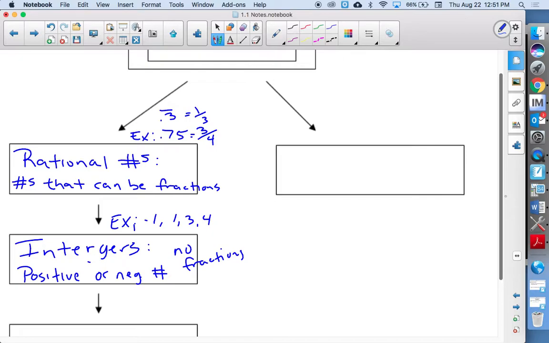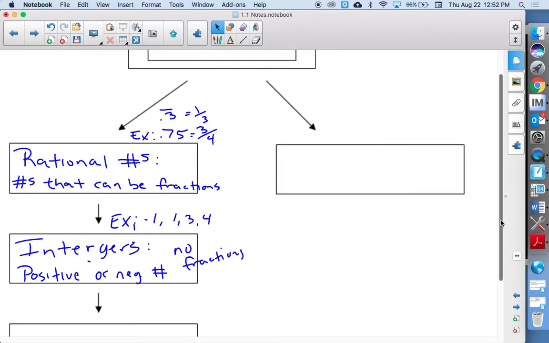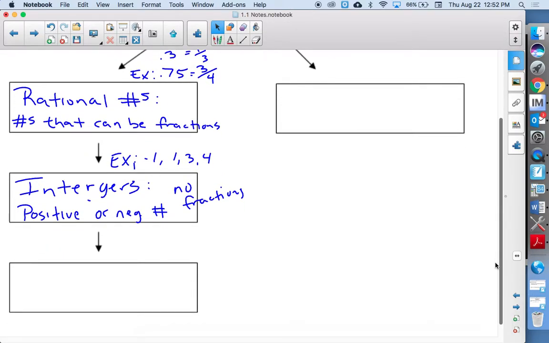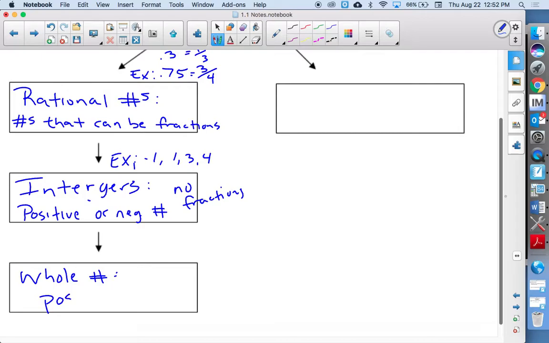What's another subset of real numbers? Who knows? It's more basic than an integer. Like, what other numbers could there be? Yeah. Oh, good job. And what is a whole number? Just a number. Yeah, just a number, but greater than 0. Okay, so any positive number. And you can count 0. So 0, 1, 4.